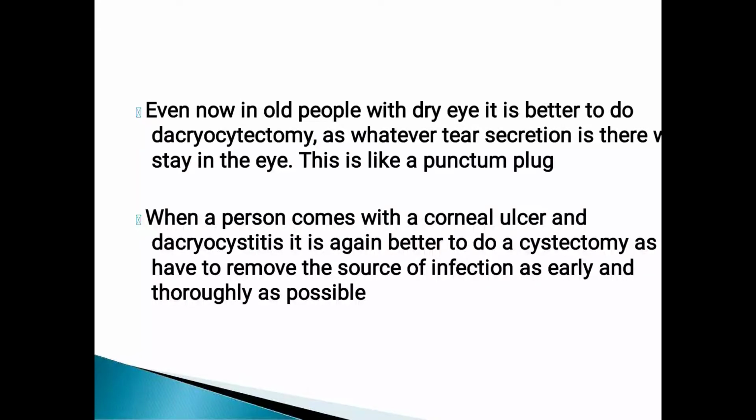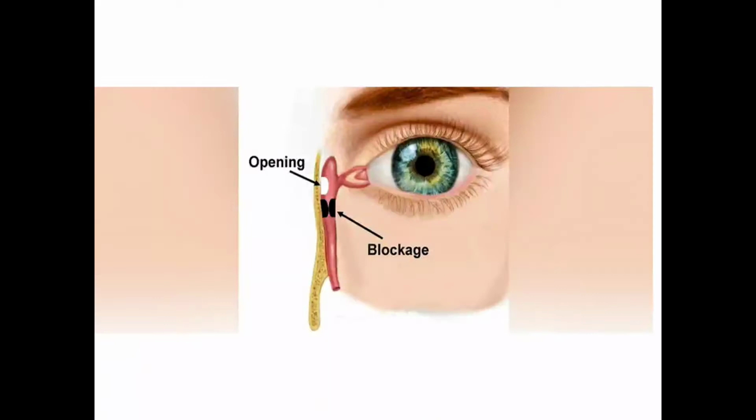Sometimes a patient comes with corneal ulcer and dacryocystitis, and the patient is already having inflammation in the eye. In this patient, sometimes we prefer dacryocystectomy. But friends, usually dacryocystorhinostomy is the treatment of choice. So this is how we do dacryocystorhinostomy. Please notice the opening.